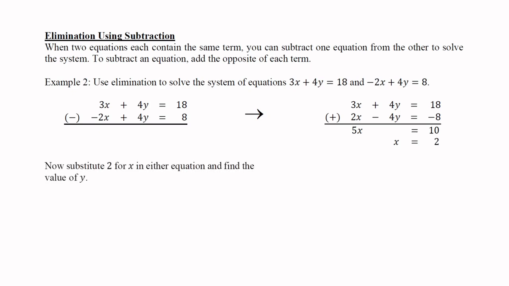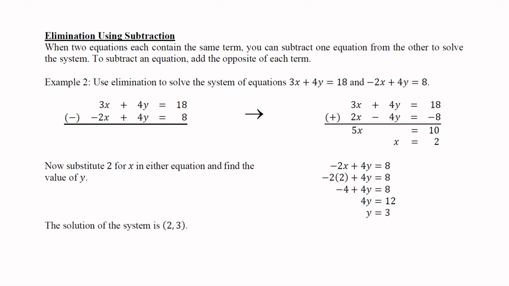Now substitute 2 for x in either equation, which I am going to go with the second equation in this case. You can do either. Both are going to get you to the same place. Substitute 2 for x. Negative 2 times 2 gives you negative 4. Add 4 to each side to get 4y equals 12. And then divide each side by 4 to get y equals 3. And so our solution is the point 2, 3.